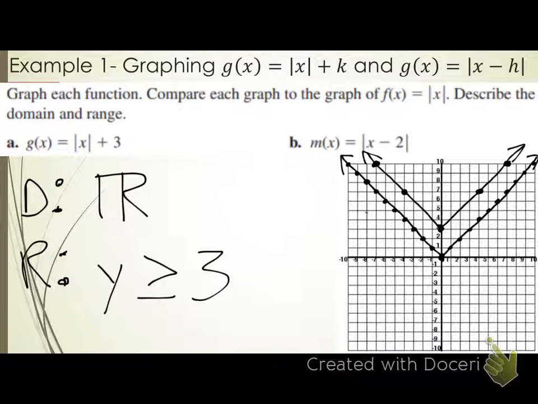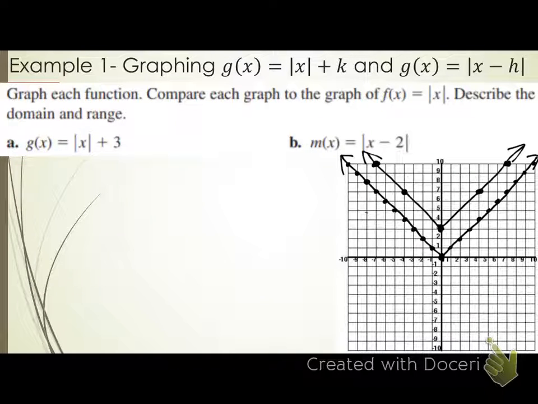Questions on letter A? Not too bad? All right. Letter B. And let me erase this graph over here. Keep the parent function on there. There we go. M of x equals the absolute value of x minus 2. Let's create our table of values.